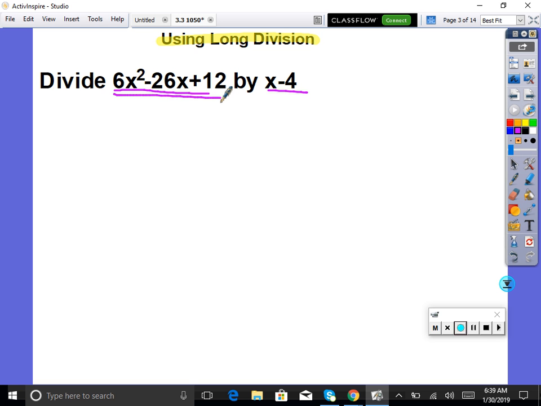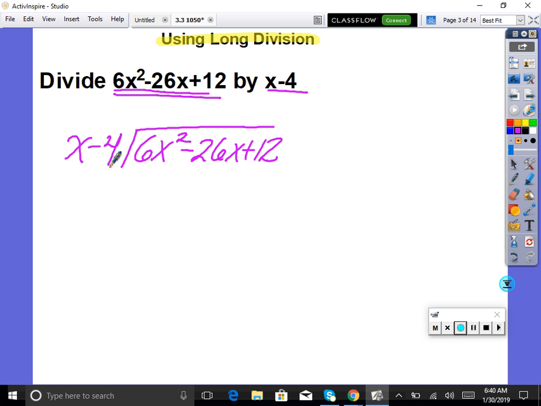What's being divided goes inside our quote house. So we have a little house here like this, and underneath is 6x squared minus 26x plus 12. And on the outside of our house is what we're dividing by, which is x minus 4. That is step number 1, to set it up correctly.